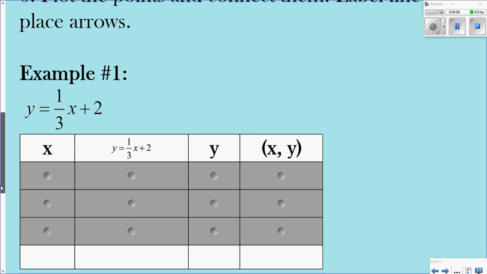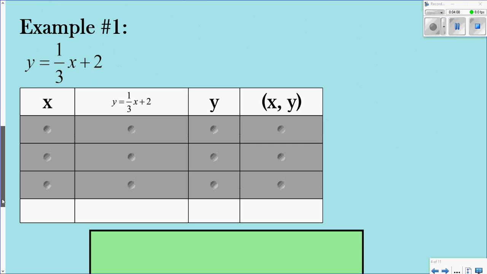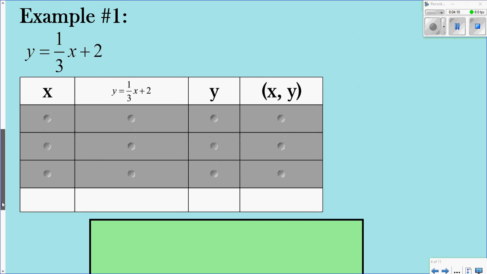Alright, so we have an example. This is the one that has the fraction with the x. So we have y equals a third x plus 2. The values that I chose for x were negative 3, 0, and 3. You can choose negative numbers as well as positive numbers. In this case, based on how big your graph is, you will have to choose the right x so that way you can find the points on the graph.